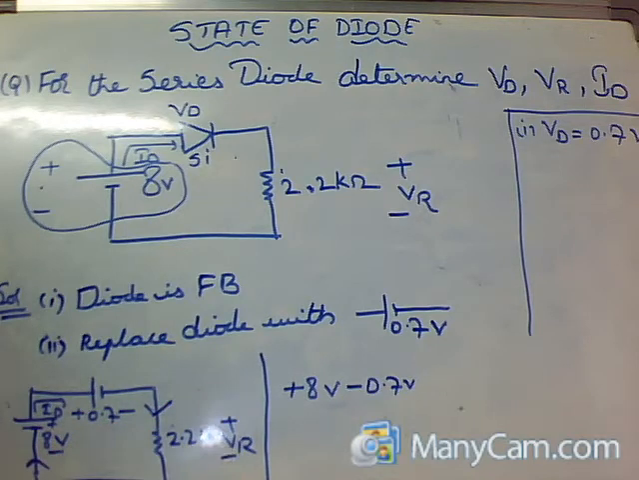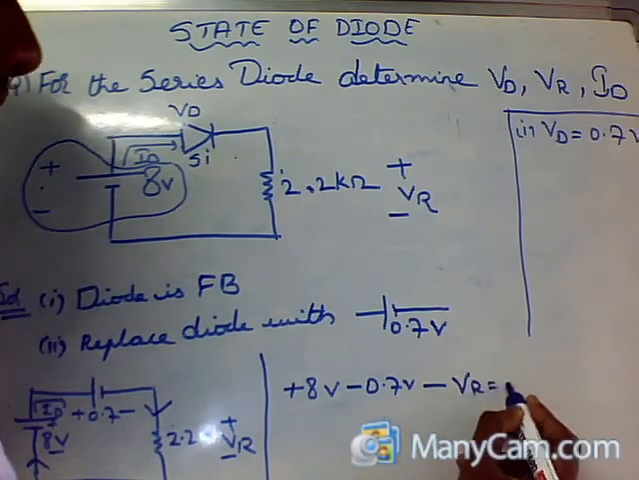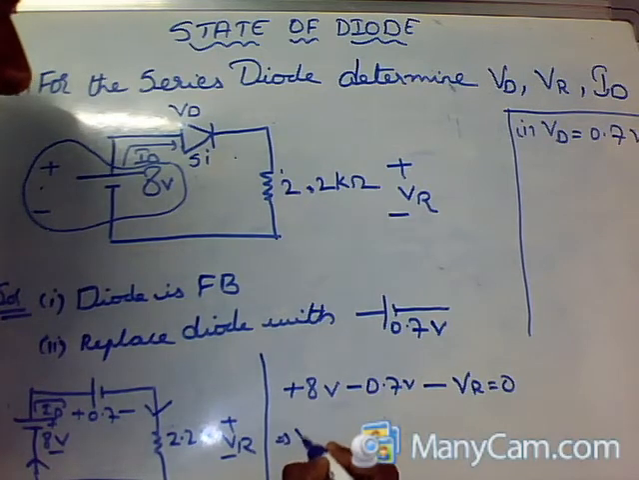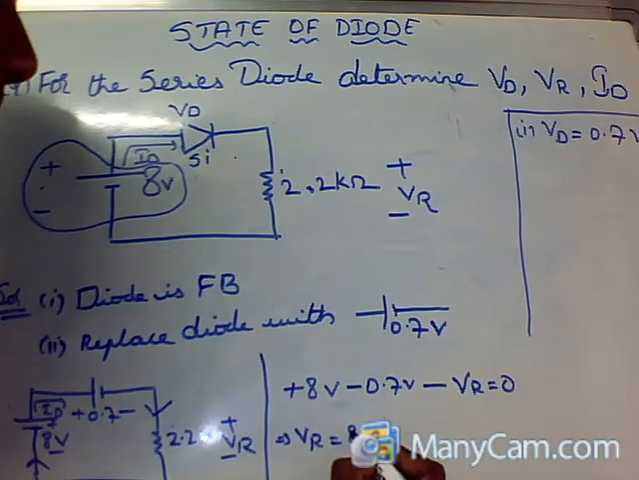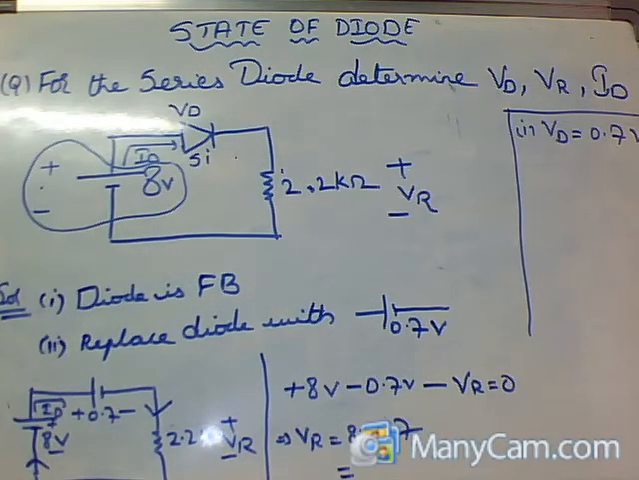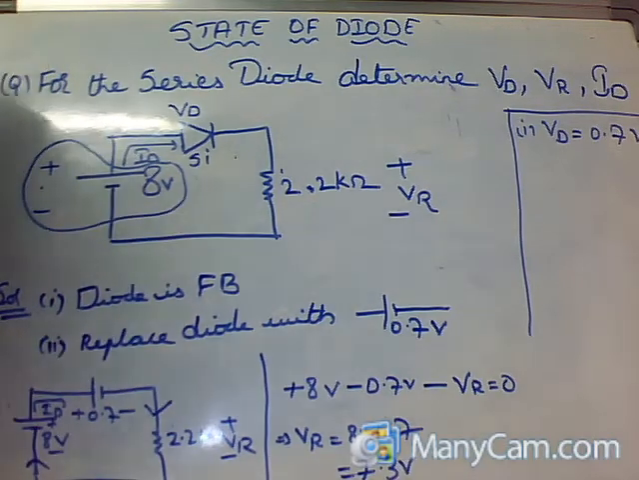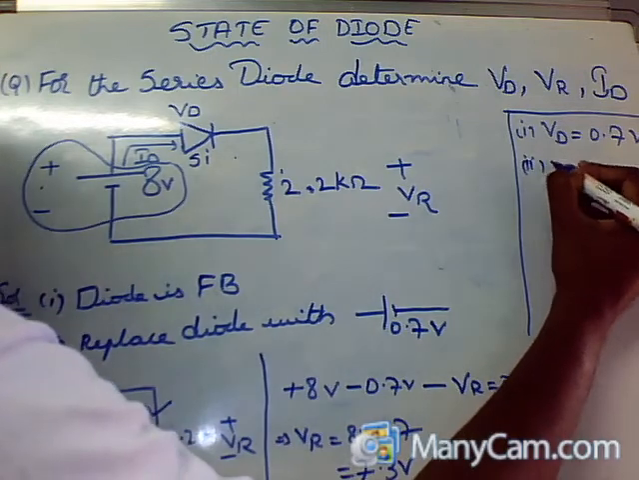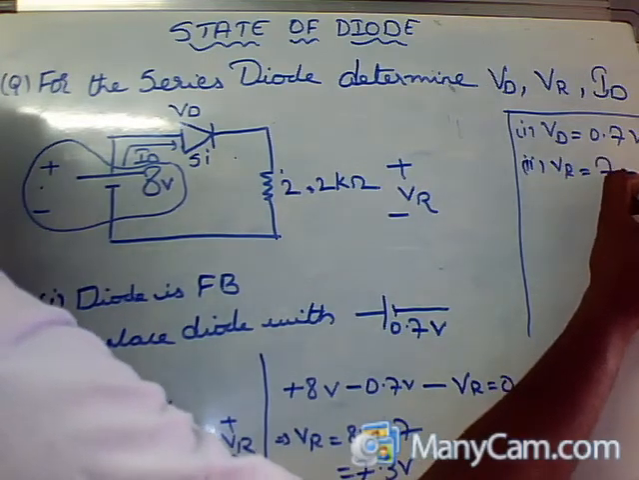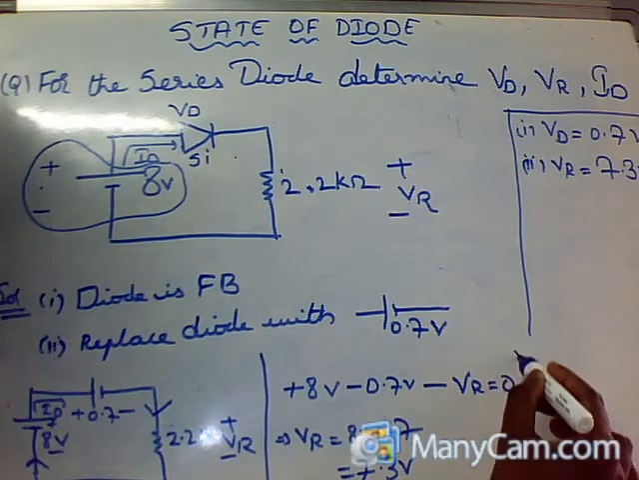At the same time, the current is coming like this, flowing from positive to negative of VR. That means again it is losing. So minus VR is equal to 0. That implies VR is equal to 8 minus 0.7 volts, that is 7.3 volts. So we got VR equal to 7.3 volts. We have determined the second parameter.